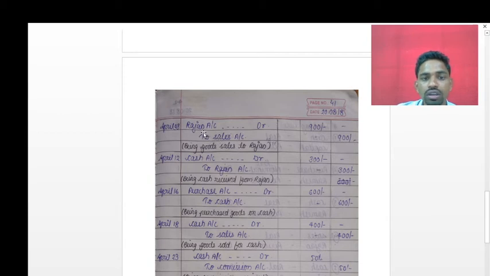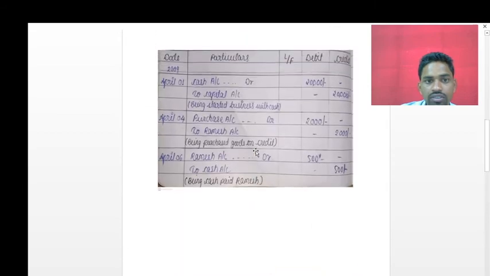Rajan is a personal account, and sales is a nominal account. The personal rule is debit the receiver, and the business is going to sell to Rajan, so it is a debit. So Rajan account debit rupees 900, to sales account credit rupees 900. Sales is which type of account? Nominal. And the nominal rule is: debit all expenses and losses, credit all income and gains. After selling, the business is getting income, so it is a credit. Being goods sold to Rajan is the narration. Next transaction is what?